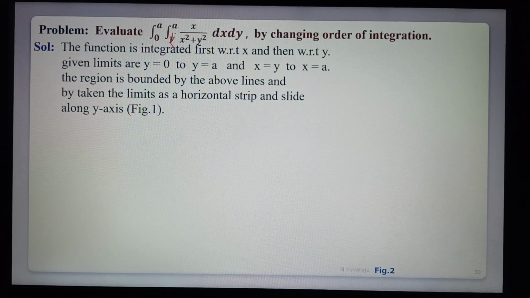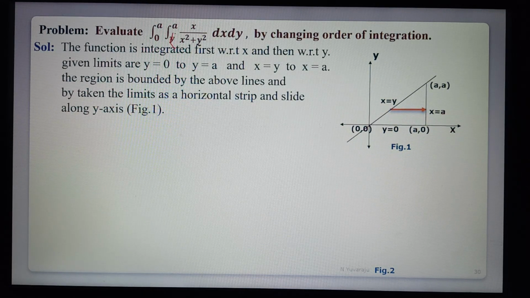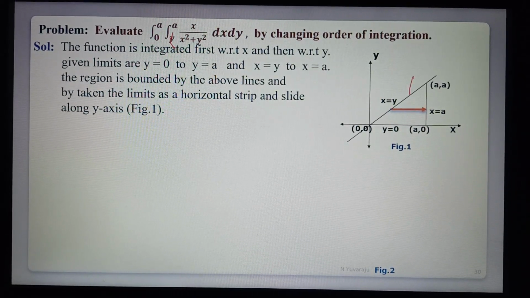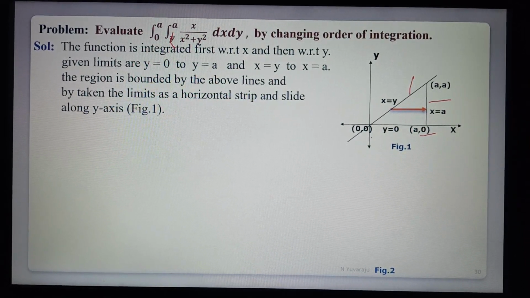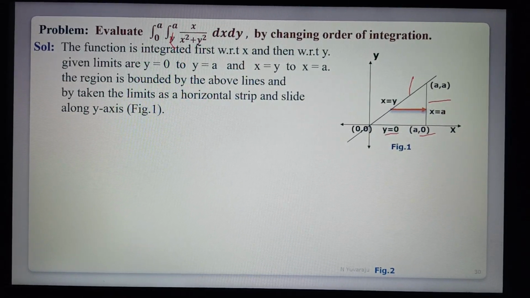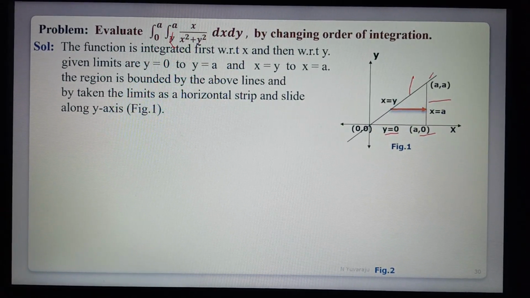Then, after finding the integration, see the graph. x equal to y is a line passing through the origin, and x equal to a is a line at the point (a, 0). The y limits are y equal to 0, the x-axis, to y equal to a. This is the point y equal to a. So this is the region. In this region, the given horizontal strip slides along the y-axis, with y from 0 to a and x from y to a.